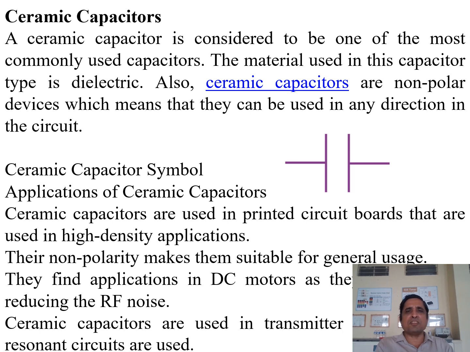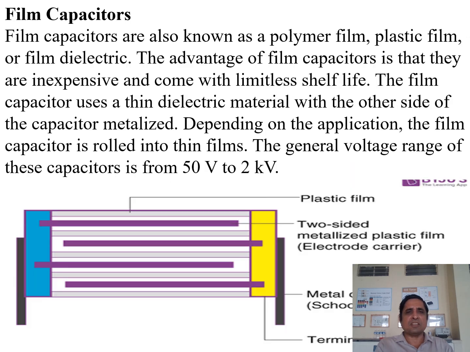A ceramic capacitor is considered to be one of the most commonly used capacitors. The material used in this capacitor type is dielectric. So applications, they are used in PCB for high density applications, DC motors, and in a transmitter and receiver for resonant circuit.